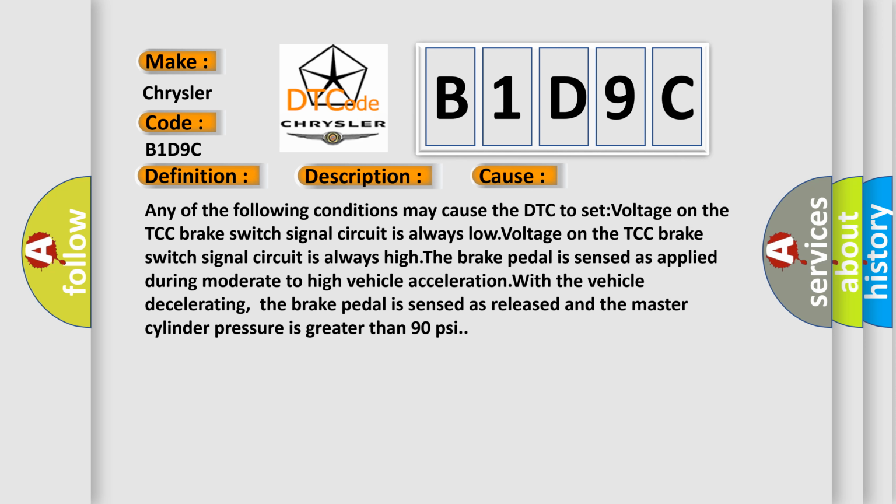Any of the following conditions may cause the DTC to set: voltage on the TCC brake switch signal circuit is always low. Voltage on the TCC brake switch signal circuit is always high. The brake pedal is sensed as applied during moderate to high vehicle acceleration with the vehicle decelerating. The brake pedal is sensed as released and the master cylinder pressure is greater than 90 psi.